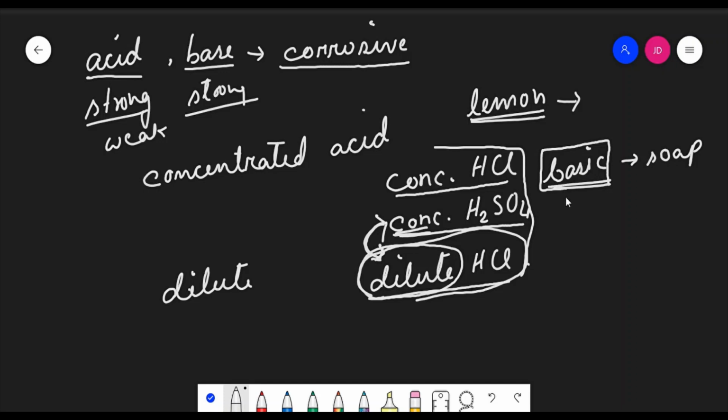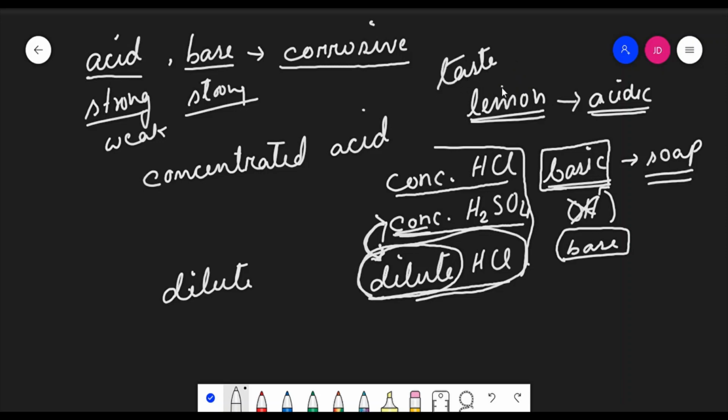Why is it not a base? Because it does not have OH. However, whatever reactions a base shows, our basic shows a similar reaction, so we call it basic. So we have soap here. Our lemon, I can call acidic because it contains acid. What acid? Citric acid, you can see in the book. So let's just see how they taste.